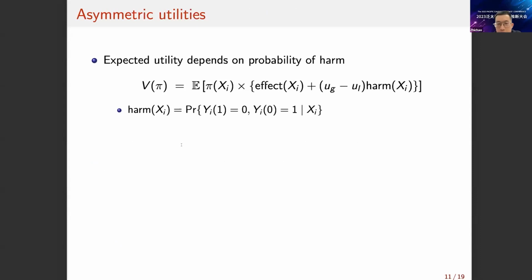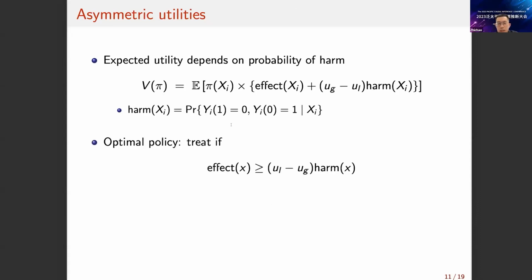And this is the symmetric case, but with the asymmetric utility, the expected utility has an additional term, harm x. This is the probability of y1 equals 0 and y0 equals 1 given x, and it's the proportion of the harmful group. Let's first assume we know the value of this term.